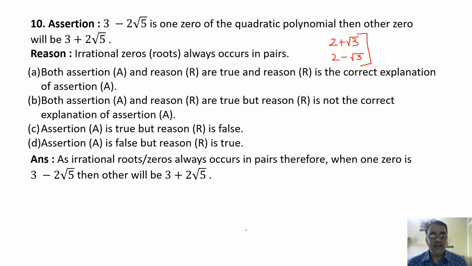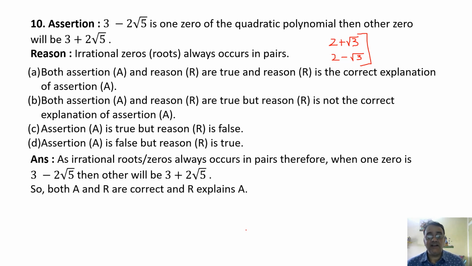Therefore if one zero is 3 minus 2 root 5, then the other will be 3 plus 2 root 5. So the assertion is correct and the reason is also correct and R explains A. So the correct option is the first one, A. Okay.